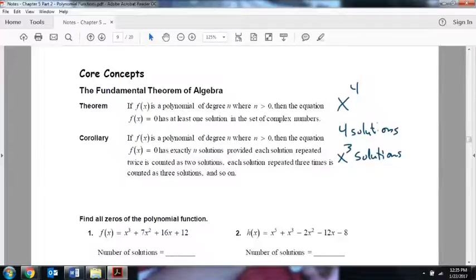So, for number 1, the degree is 3, so therefore there are 3 solutions. For number 2, the degree is 5, therefore there will be 5 solutions. Now, they may not be real, they may not be rational, you may get some square roots in there, you may get some imaginary numbers, things along those lines, but still, there are 5 solutions. Okay? So we're going to burn through those, see how we do, and go from there.